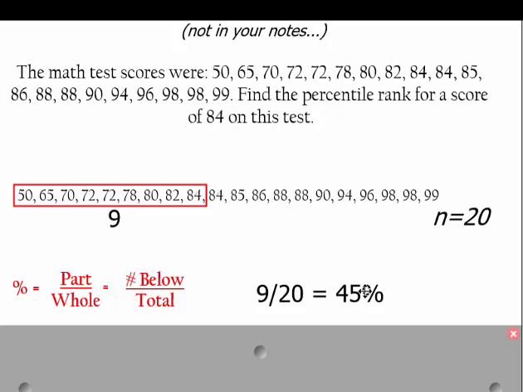Now where it gets a little bit confusing is that because there are two 84s, I take one of them. If there were three 84s, I would have to split the 84, the middle one, down the middle. So that's going to look like this.